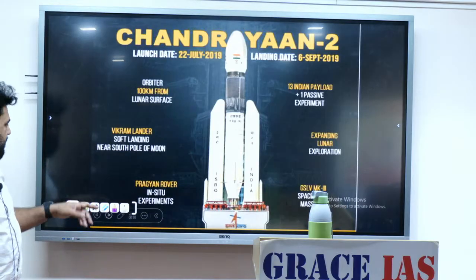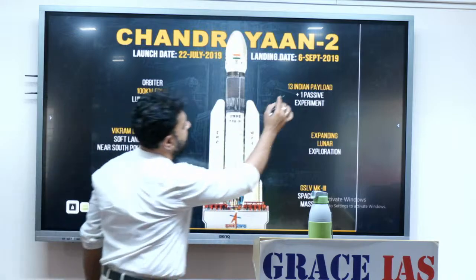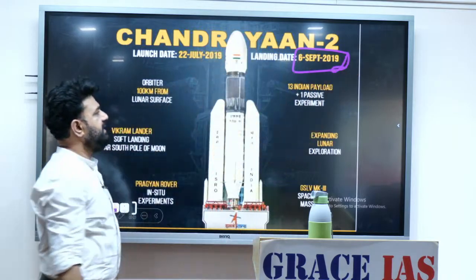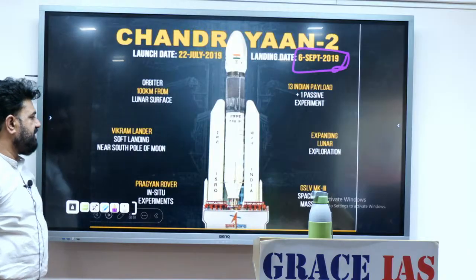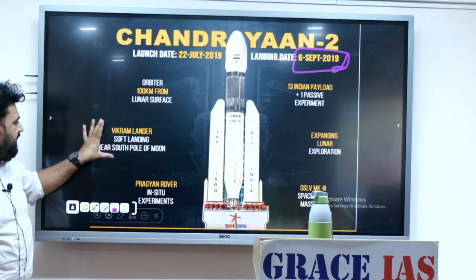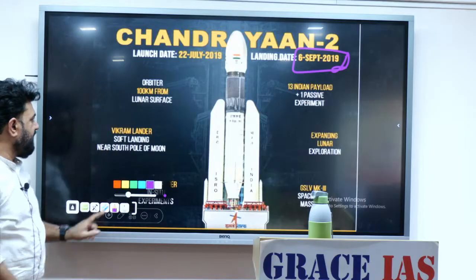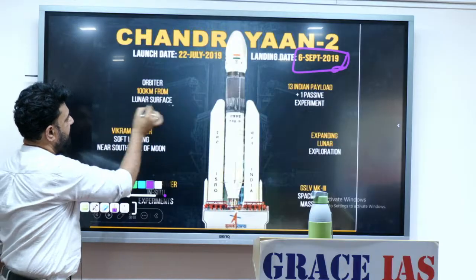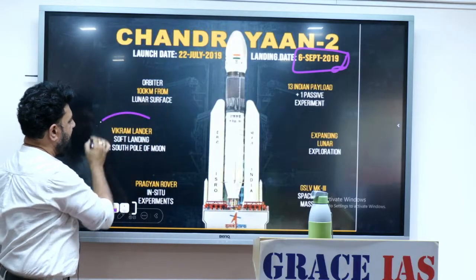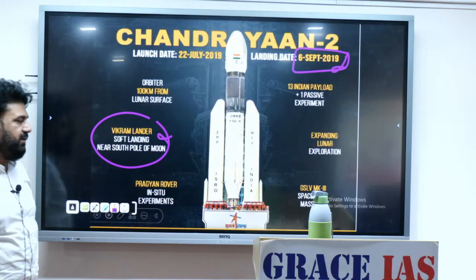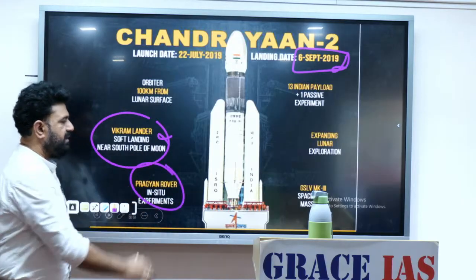Chandrayaan 2, again please observe this year. When is that? September 2019. Again there were orbiter, lander and rover, so three components. The orbiter orbits around the lunar surface, and the lander, meant for soft landing, crash landed. We lost communication with it, we know that. And the rover also got damaged.